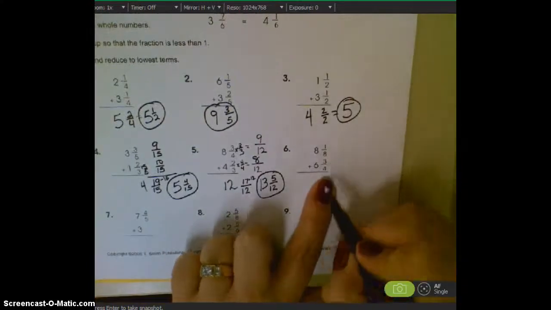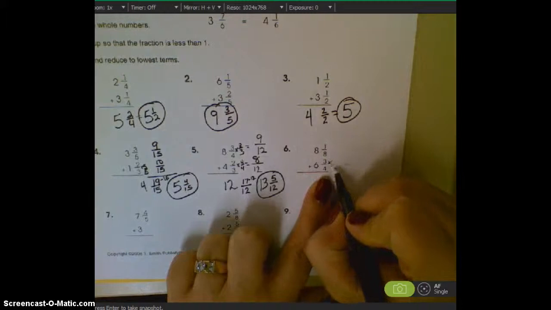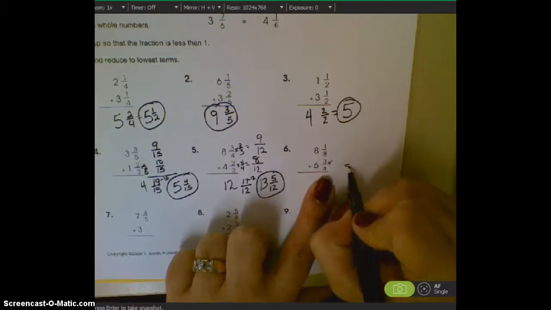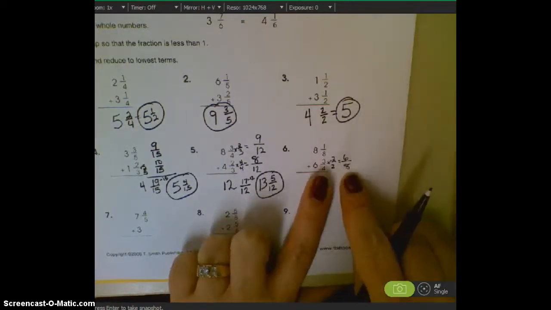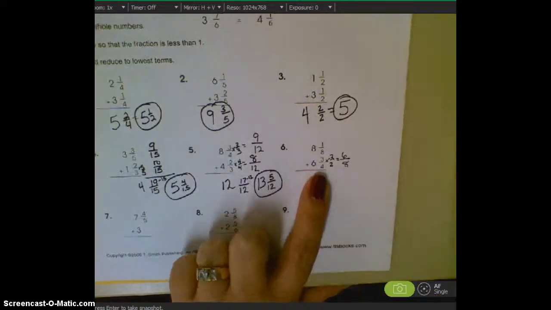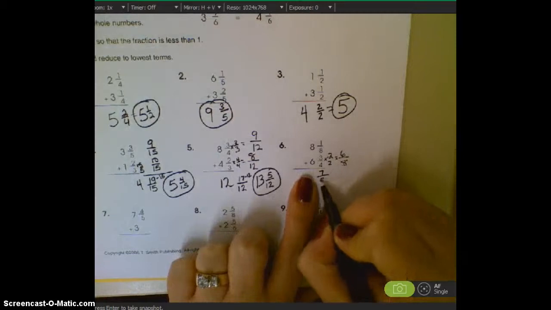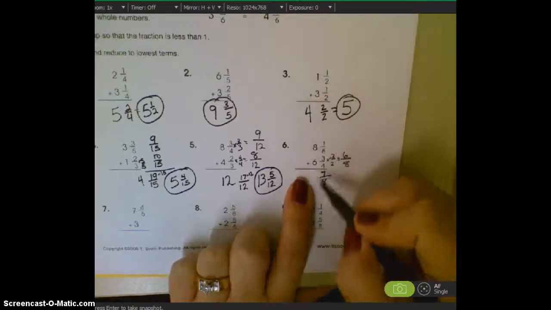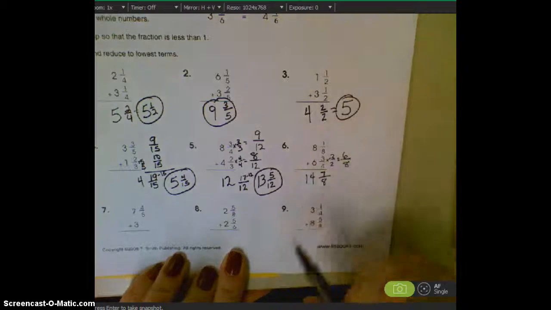This one, I think we can find a least common multiple of 8 here. And if I multiply this by 2/2, 4 times 2 is 8, 3 times 2 is 6, 6/8 and 3/4 are equivalent. So now I don't even have to bother with that 1/8. I can just add down. 6 plus 1 is 7. Keep my denominator the same, 8. And now I can add my whole numbers here. And I get 14 7/8.